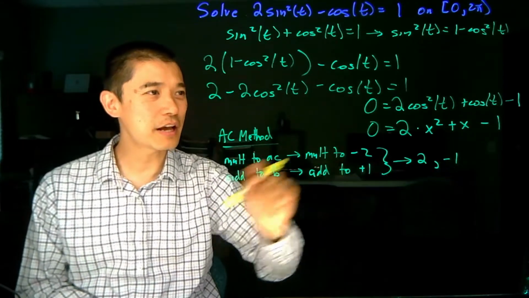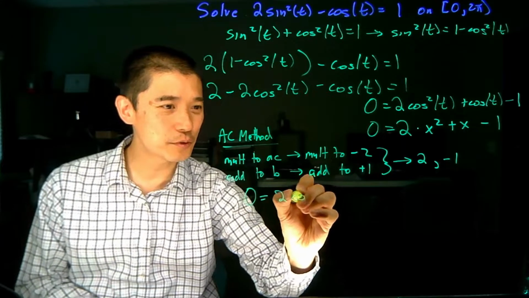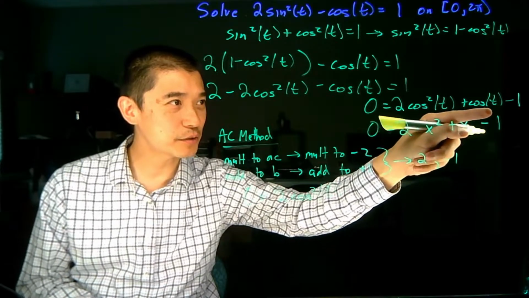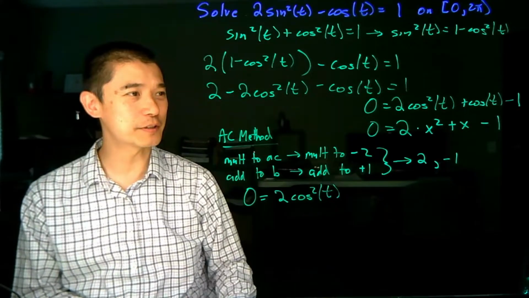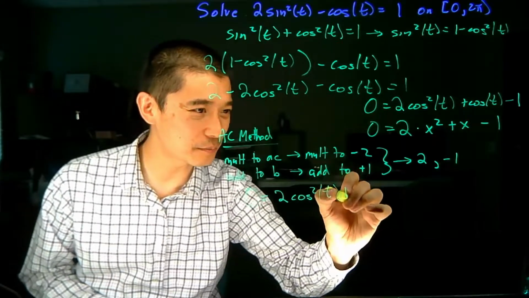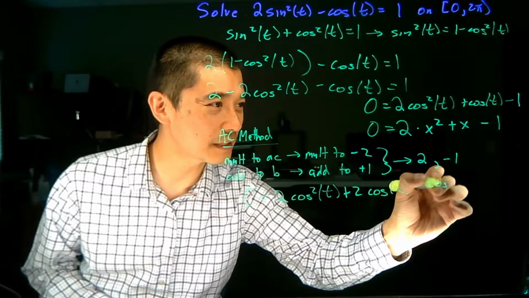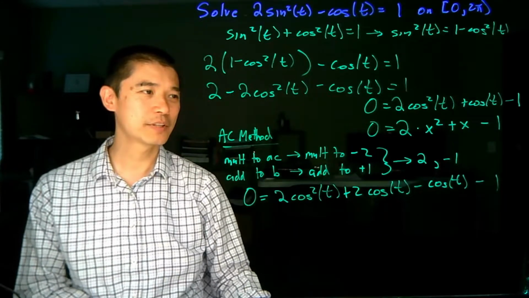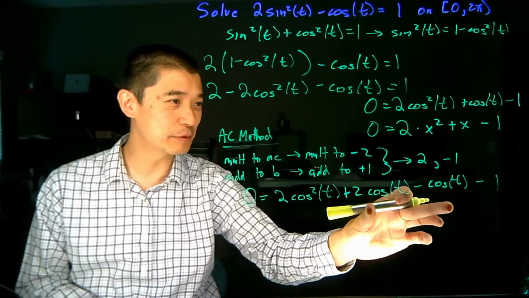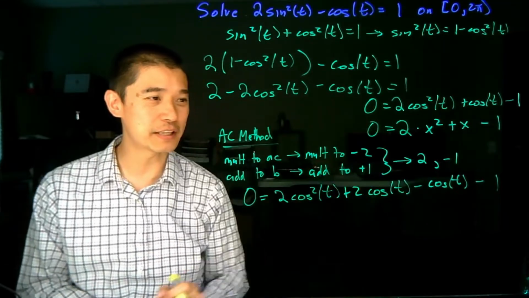And so this helps us to factor. I'm going to bring this down. So 0 equals 2 cosine squared t. This middle term right here is going to be broken up with these coefficients. So we will have +2 of this and -1 of that. So +2 cosine t minus cosine t minus 1. Now this feels a little bit like magic, but basically what we've done here is we've just taken this middle term and rewritten it. If we were to combine these together again, 2 cosine minus 1 cosine is 1 cosine, and that's it there.